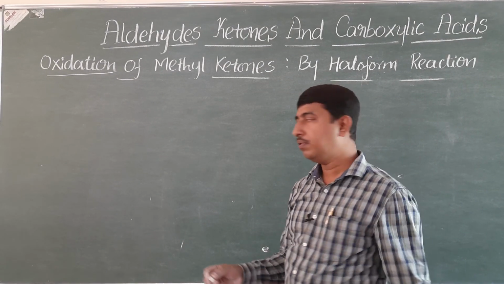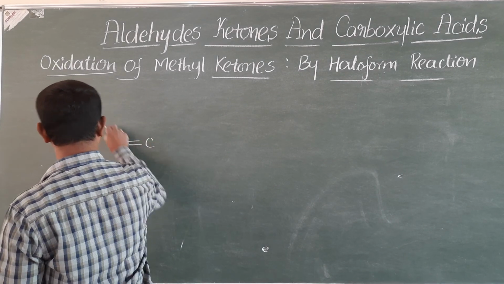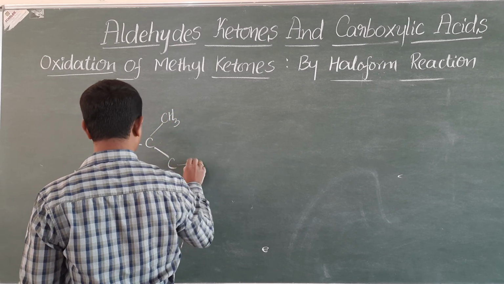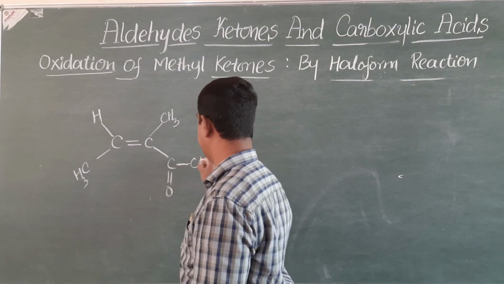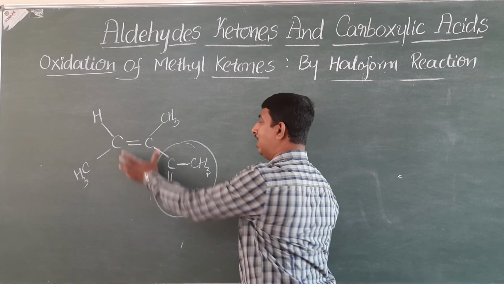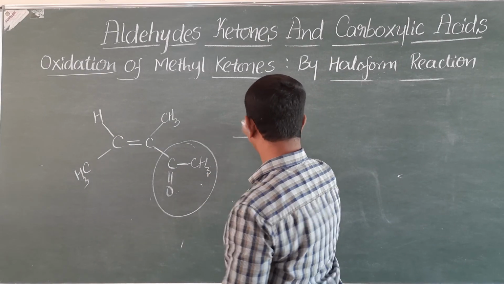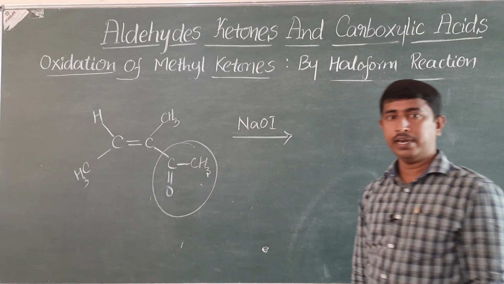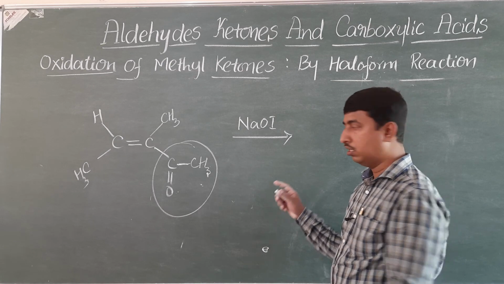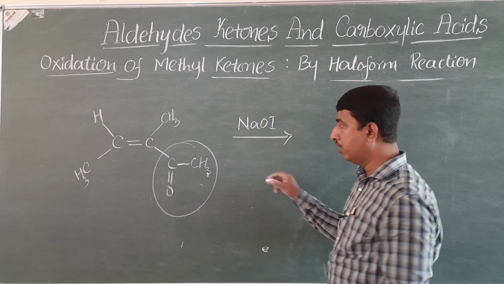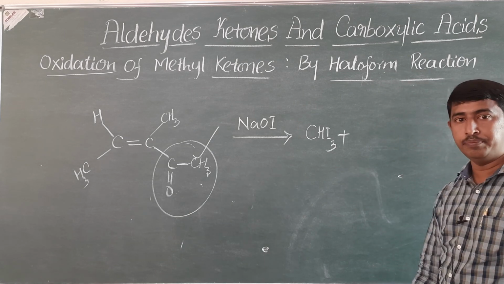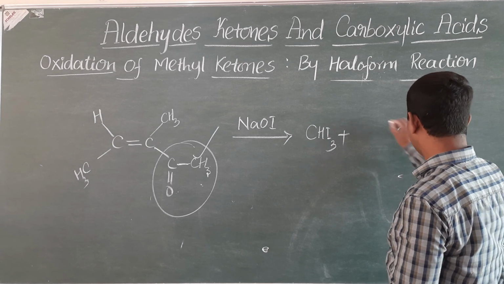One more point I want to say. See, suppose there is a carbon-carbon double bond in the given compound like this. Say this is a methyl ketone. We can see a methyl group directly bonded to the carbonyl group, and this methyl ketone possesses a carbon-carbon double bond. Suppose this type of compound is subjected to oxidation by adding the oxidizing agent, that is sodium hypoiodide. We know that during the oxidation, the methyl group directly bonded to the carbonyl group will be converted to haloform, that is CHI3.